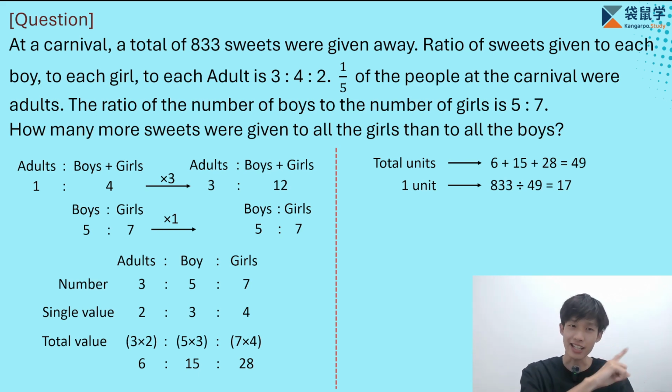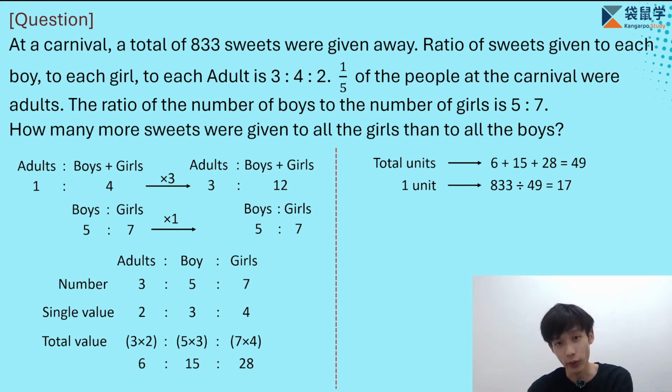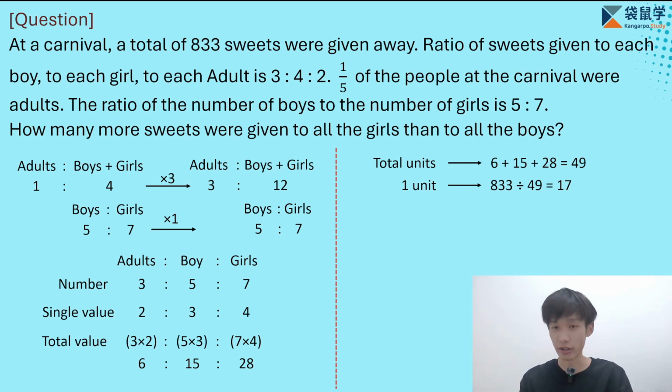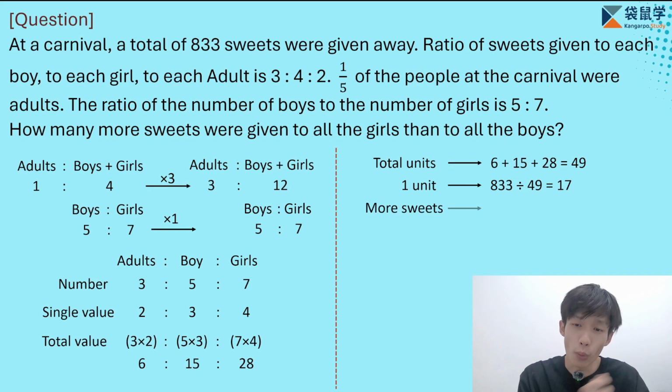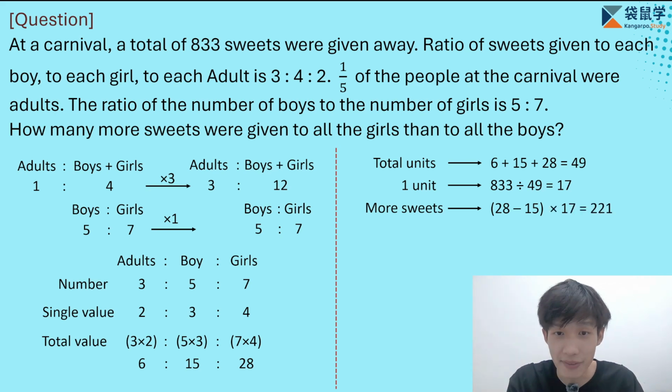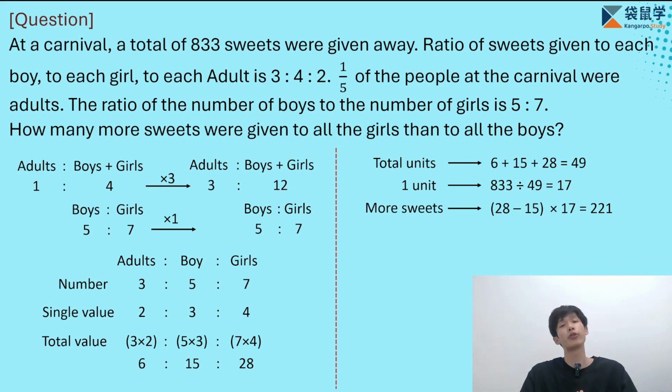And then, let's view how many more sweets were given to all the girls than to all the boys. So 2 ways. Since we already found out 1 unit, we can just find out what should be the actual total value for each of them, and then subtract. Or, the other way is, we can try to find the difference in units first, and then times the 1 unit. So let's do it. So more sweets corresponding to the difference in units, which will be 28 minus 15, 13 units, and times 1 unit equals 17 to give us 221. Here, we have solved this question.